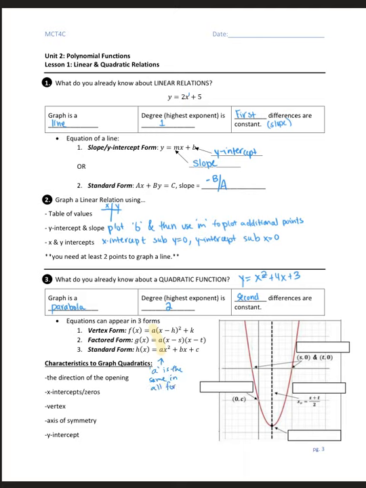So it doesn't matter if we're trying to go from one form to another. Like if we're trying to go from vertex form to factored form, our a value is the same. It does not change as we go from one form to the next.